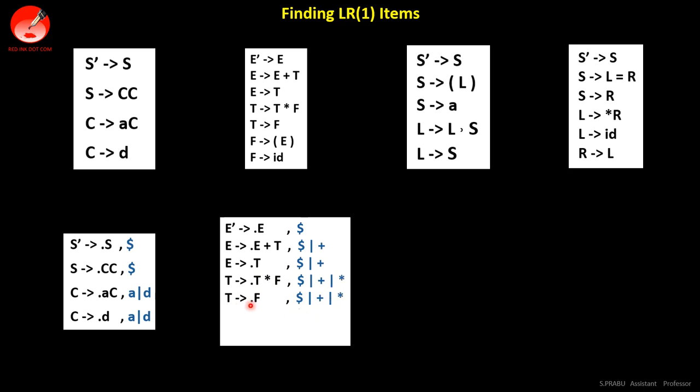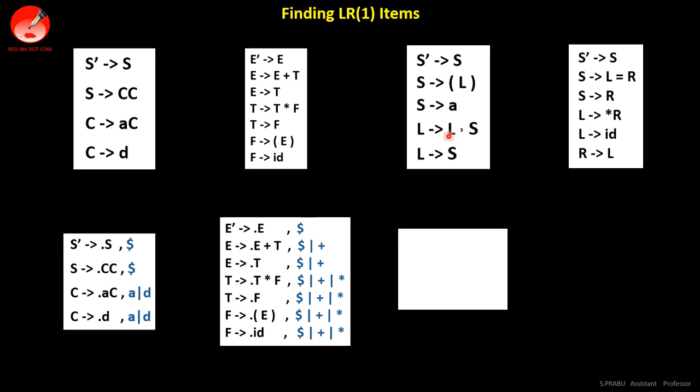And in this rule, after the dot, capital F is there, so I write these two rules here with the dot operator. These two rules can be formed from this capital F. The following elements are dollar, plus and asterisk symbols. So this is the LR(1) items for this grammar.